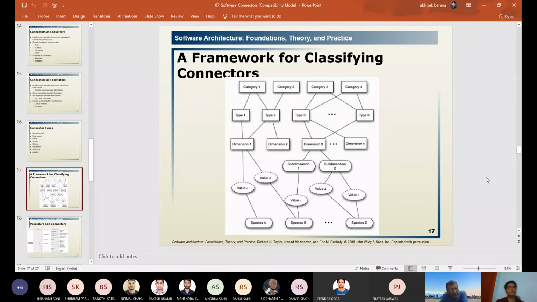From which category, which type, which dimension, which subdimension, which values, from beginning to end, you have to be very specific without any confusion. It has to be very explicit. So, my dear students, make a note of 8 types. Always correlate with this picture, how they help in fixing up the connectivity between the components. Connectors play the most vital role.